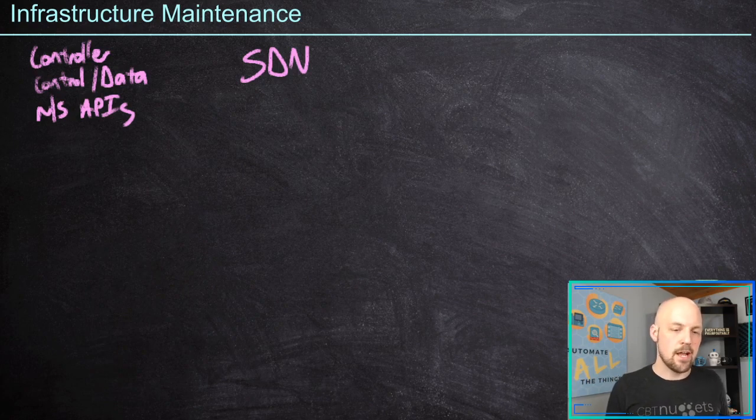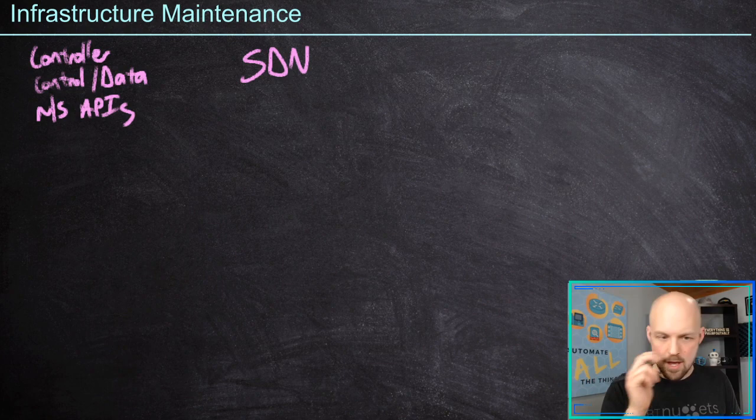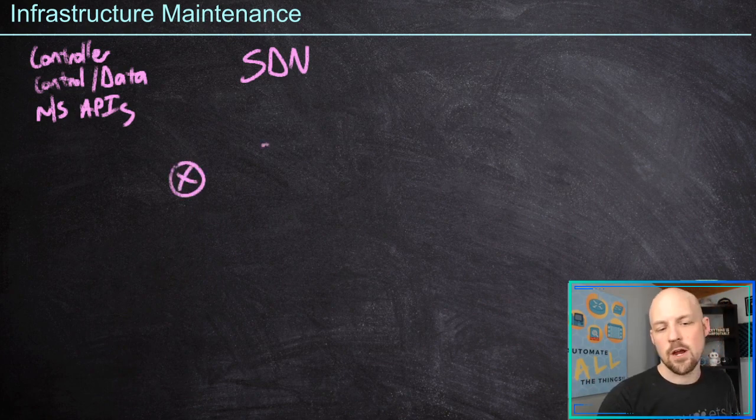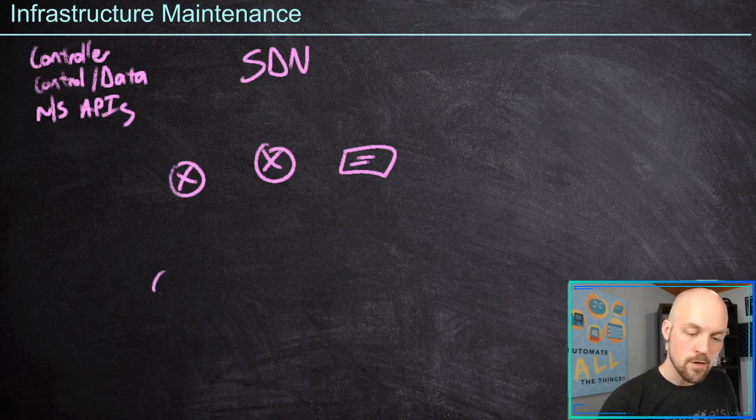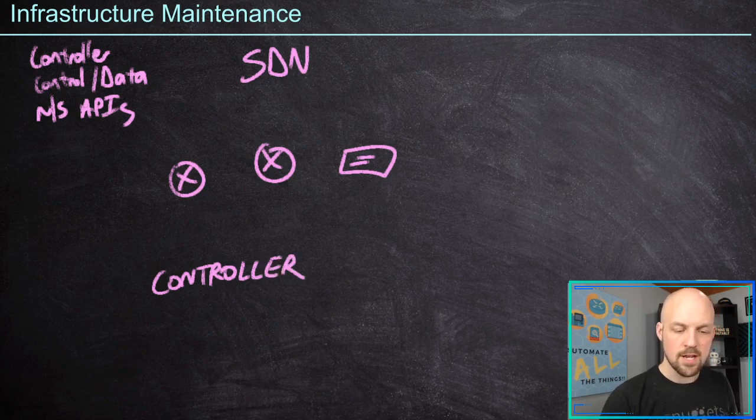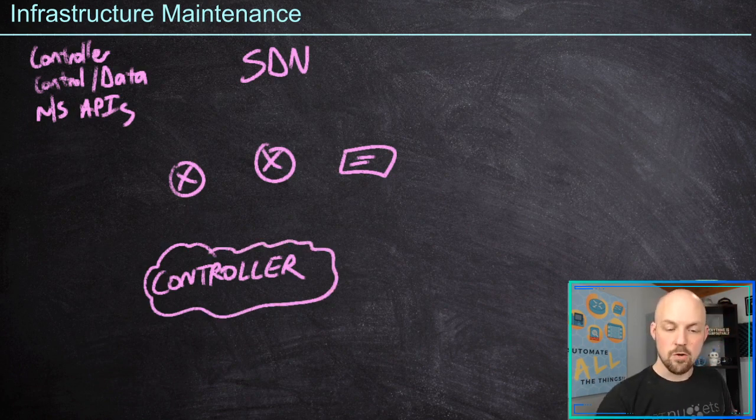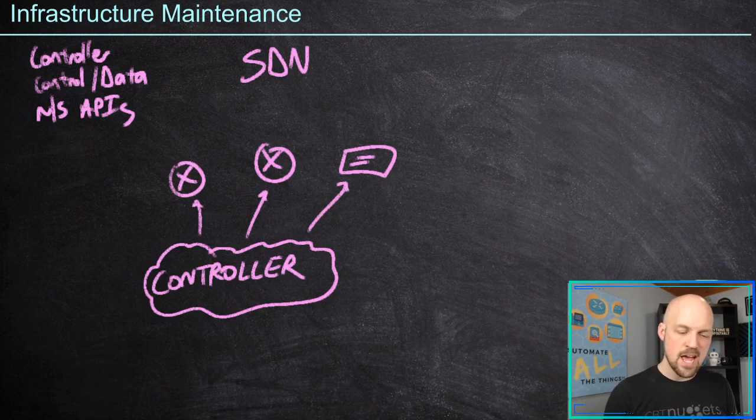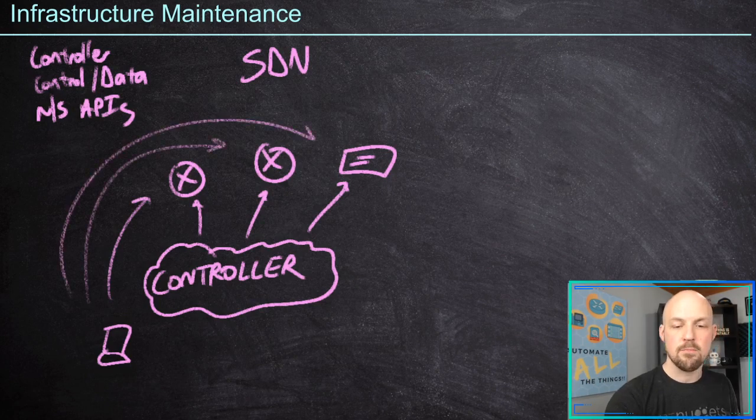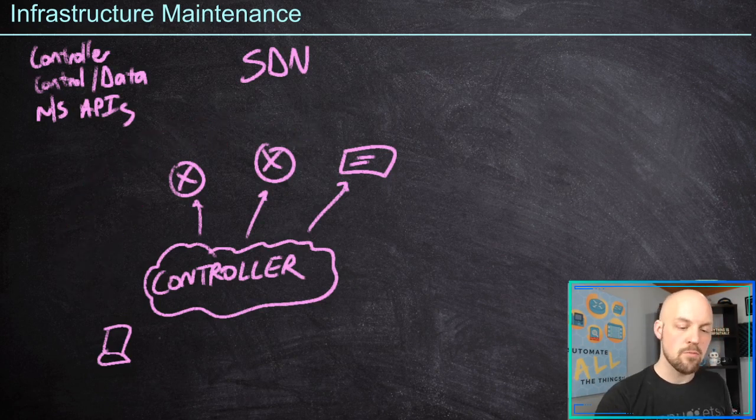The promise of SDN, I'll give you the 30-second version, was that I could have a Cisco router here and a Juniper router here and a Dell switch here, and I could have a controller. So this is our first concept. I could have a network controller to control these devices. And I am a user now, and instead of logging into all of these individual devices to manage them, I'm not doing that anymore. I'm logging into the controller.